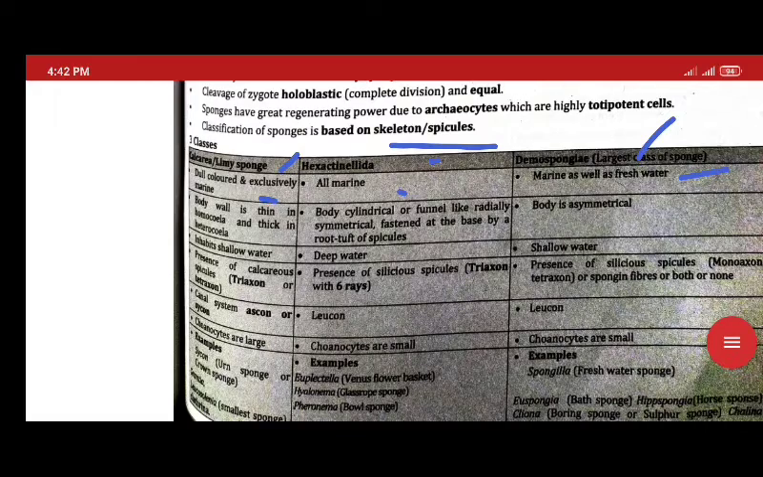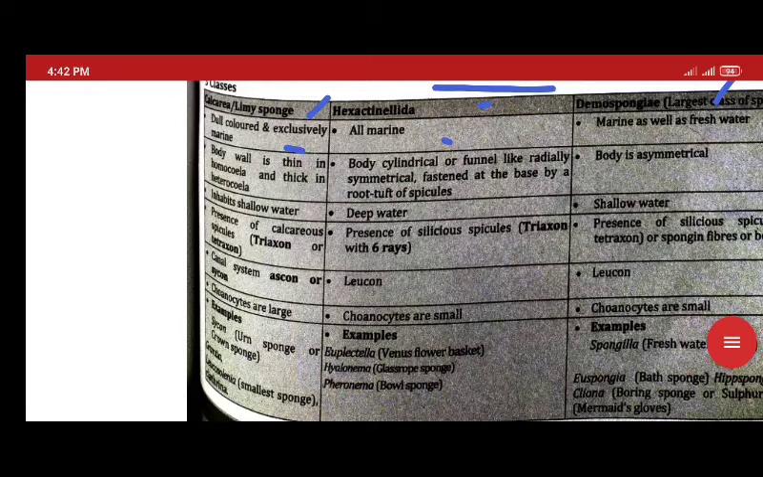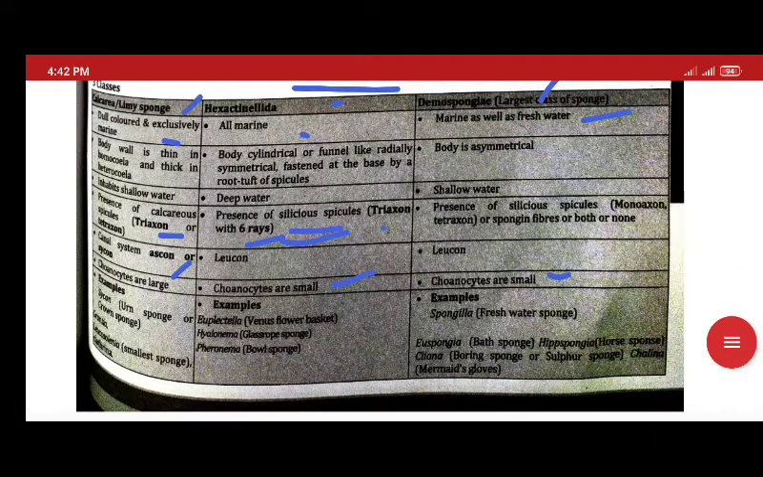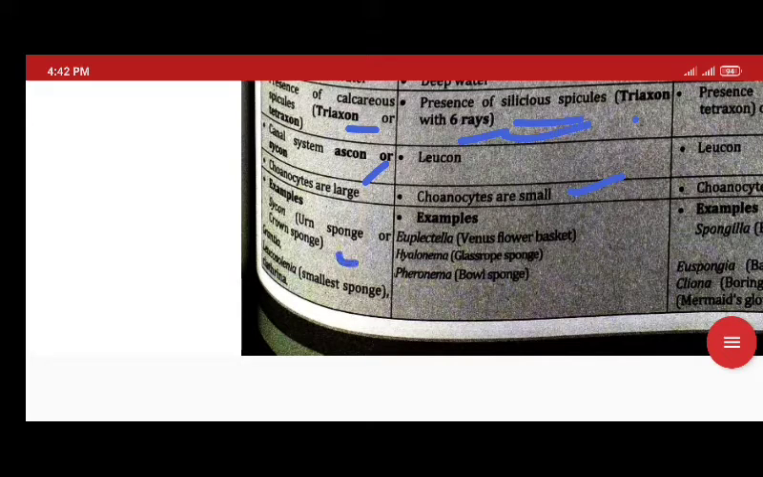In this we have got conoblast larger, conocyte larger, conocyte small. Mainly important is this. This is triaxon, means three calcareous spicules. It is also six, means hexa, so this is wrong. With six rays given on siliceous spicules, and it got combine of both or spongin fiber. So main example we can remember is Sycon sponge, or Leucosolenia, smallest sponge.